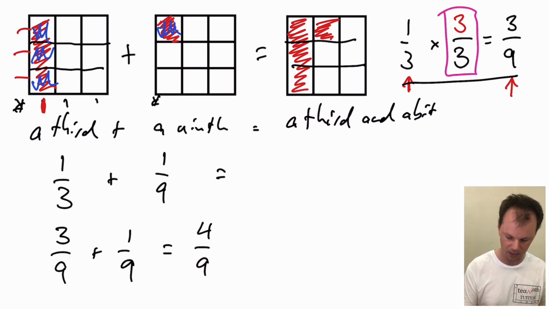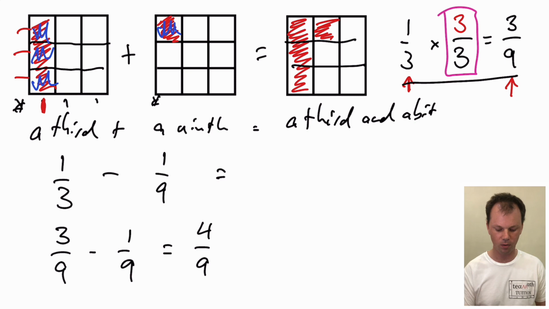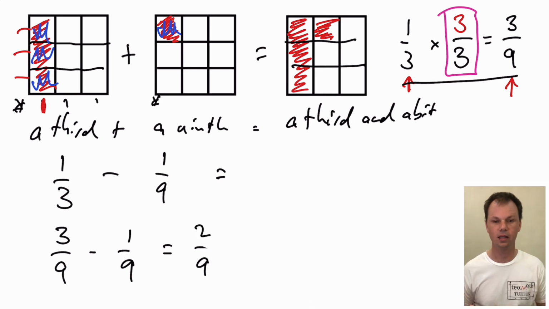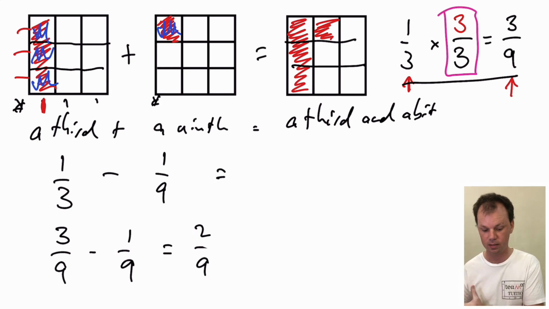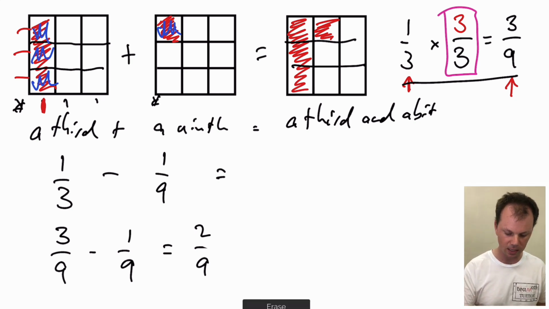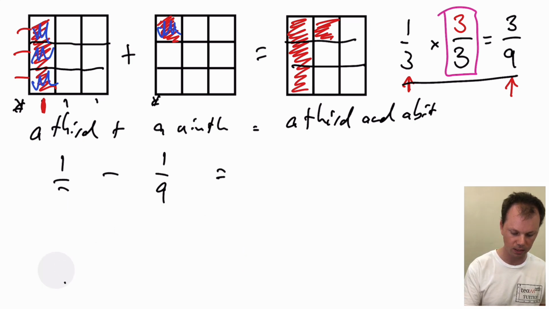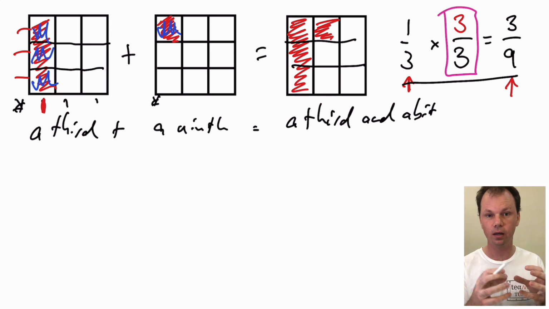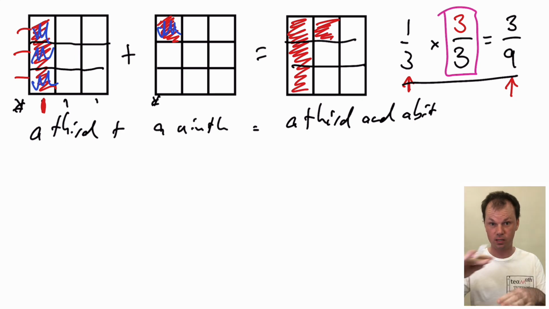So if I had instead a minus sign here, I would end up with 2/9 because I have 3, I'm taking 1 away, I'm left with 2/9. So this is addition of fractions with different denominators. So you're always converting one of the fractions or both the fractions so they have the same denominator on both.